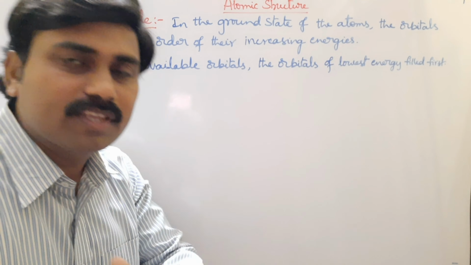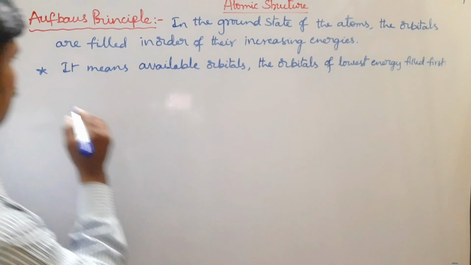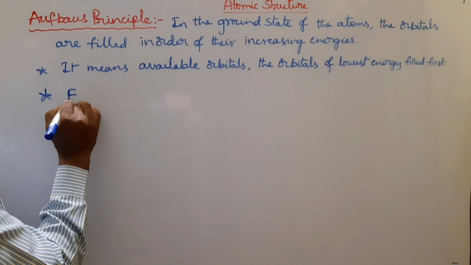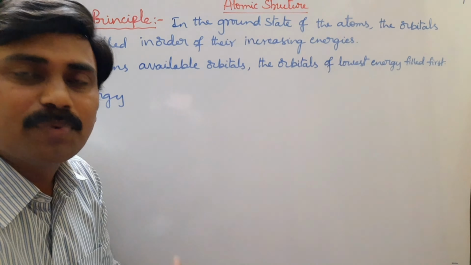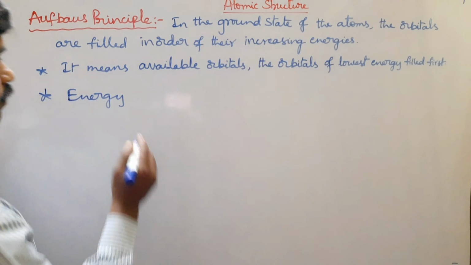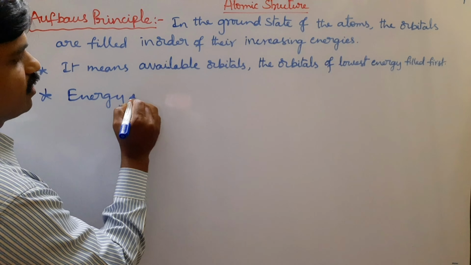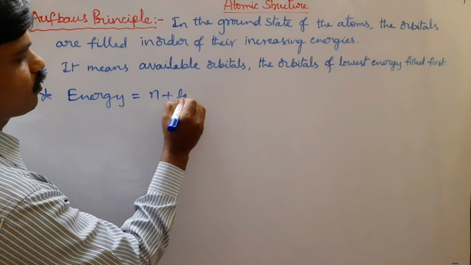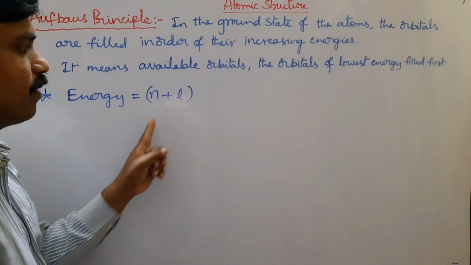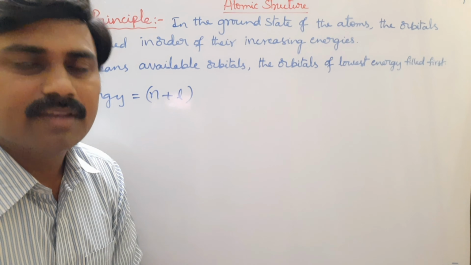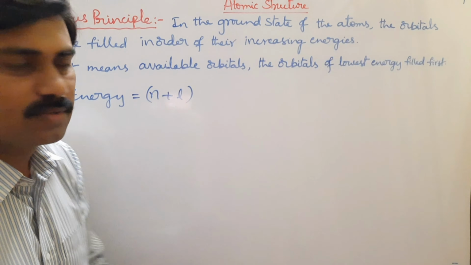So how can you identify the lowest energy and highest energy? For calculating energy, we take the sum of the principal quantum number and the azimuthal quantum number. So by using the n plus L value, we calculate the lower energy and higher energy values.